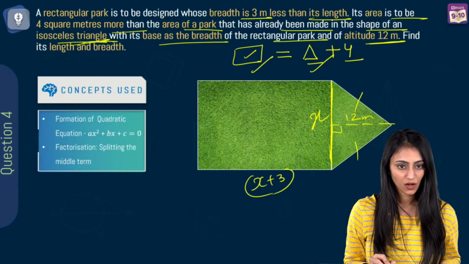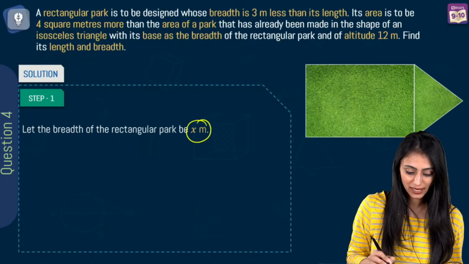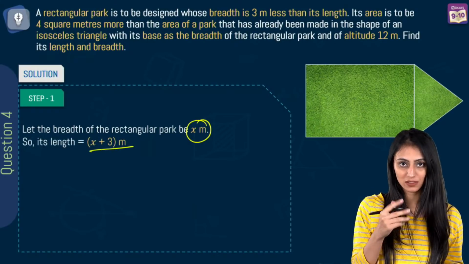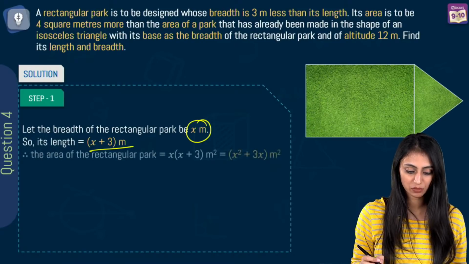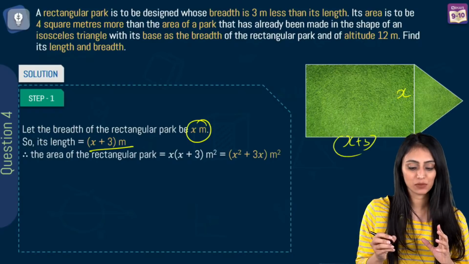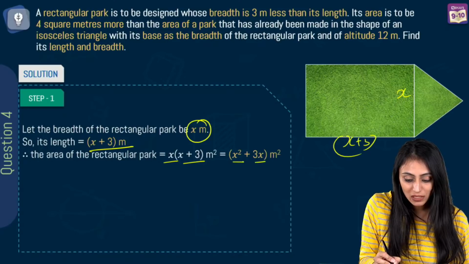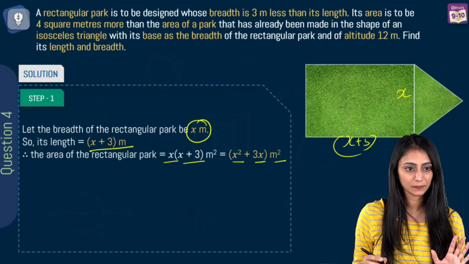All right. So what I'll do here is simply, let's take the breadth be x meters. So length is going to be x plus 3 as we just discussed, x plus 3 meters. So what is the area of the rectangular park? We know that it's length times breadth. That's going to be x times x plus 3 meter square, which is x square plus 3x meter square, right?